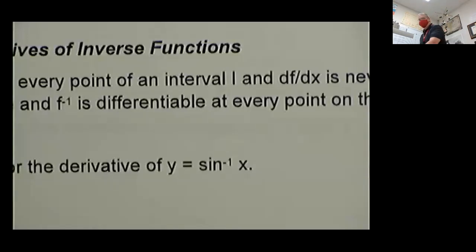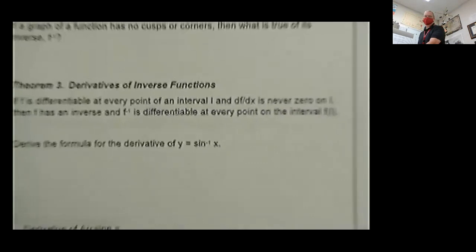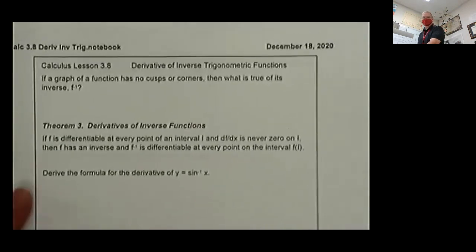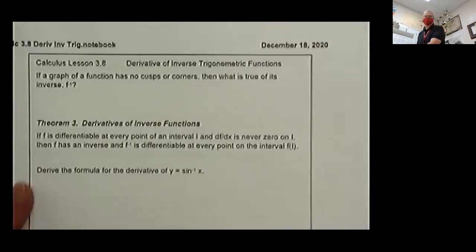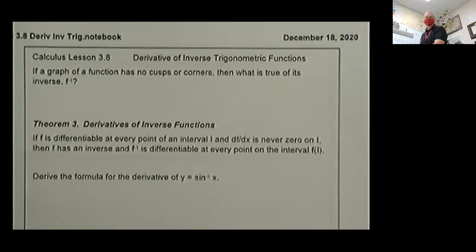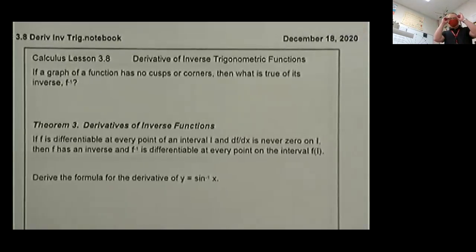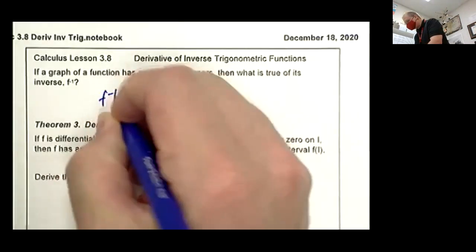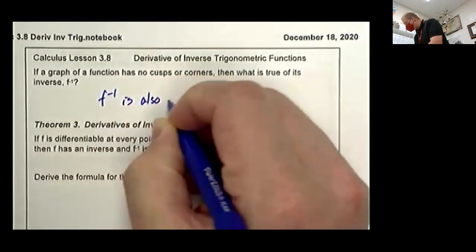So recall we talked about inverse functions back in college algebra and a little bit in pre-calc. Recall that an inverse function produces another function. We're going to keep that in mind as we look at the derivatives. For the most part, we're just going to deal with functions that do that. If a graph of a function has no cusps or corners, then what is true of its inverse? Well, then the inverse is also differentiable.